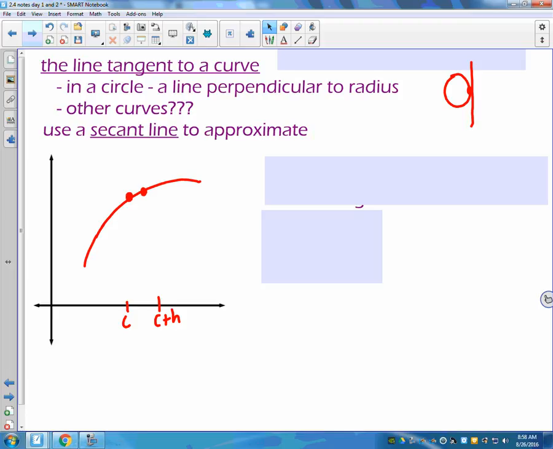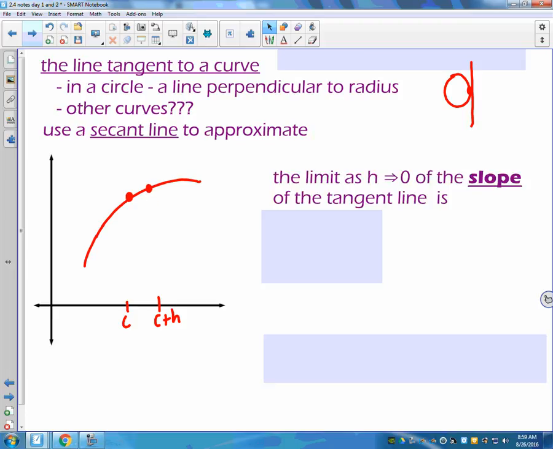And theoretically, if I just keep moving it closer and closer, as H goes to 0, it becomes 1 point instead of 2 points. That's that whole idea of a limit. So I don't really know how to write that here, but we want to take the limit as H approaches 0 of the average rate of change, and it will give us the slope of the tangent line at just 1 point as opposed to 2 points.